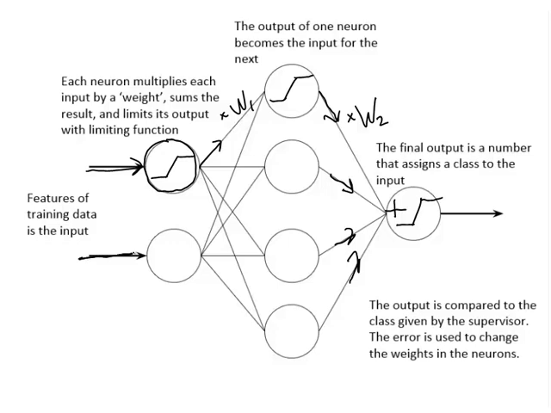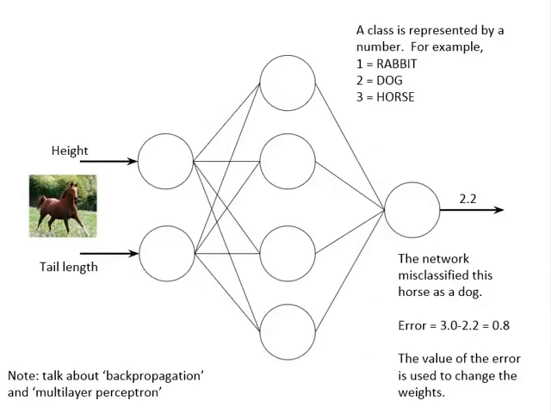The numbers that come in at the start are the feature values that we've extracted for each data point. The number that comes out at the end is a number that corresponds to a class, like we saw earlier where we assigned a 1 to the dog class and a 2 to the horse class. Here's an example of how this works. We might start out with a number assigned to each class. For example, 1 is a rabbit, 2 is a dog, and 3 is a horse.